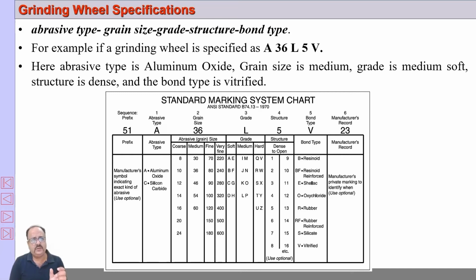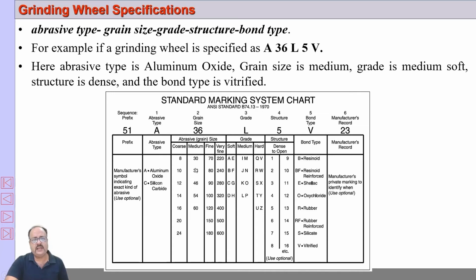So first we use the abrasive type. It may be A or it may be C as shown here, aluminum oxide or silicon carbide. And then the grain size. The grain size varies from 8 to around 600. It may be up to 1000 also, normally around 600. So this size varies accordingly.